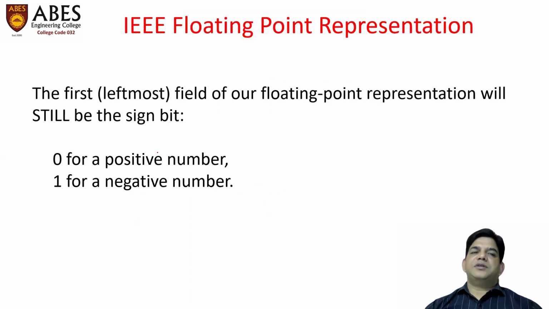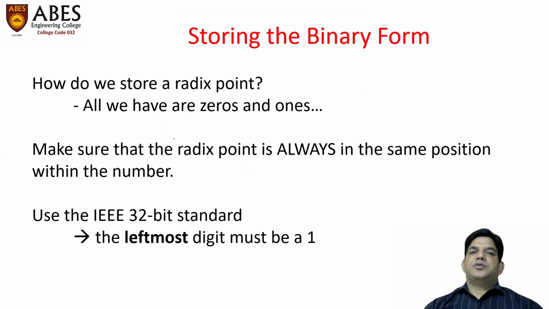In IEEE floating point representation, the first leftmost bit is the sign bit: 0 for a positive number and 1 for a negative number. Now, storing the binary form, how do we store a radix point? All we have are zeros and ones, so make sure that the radix point is always in the same position within the number. Using the IEEE 32-bit standard, the leftmost digit must be 1. So we have to use something like 1.n times 2 to the power something. That type of normalization we have to use. The leftmost bit must be 1.